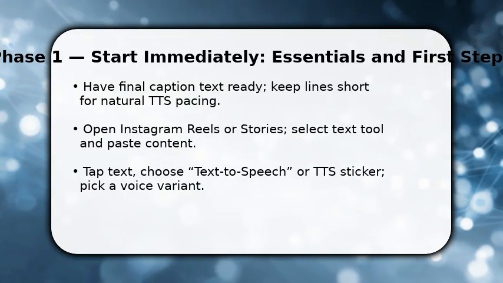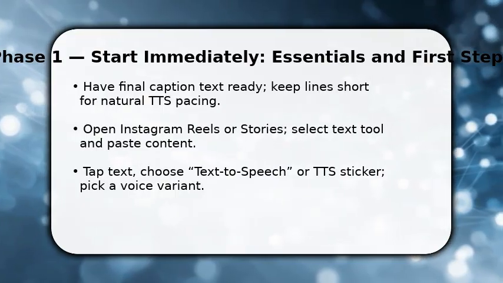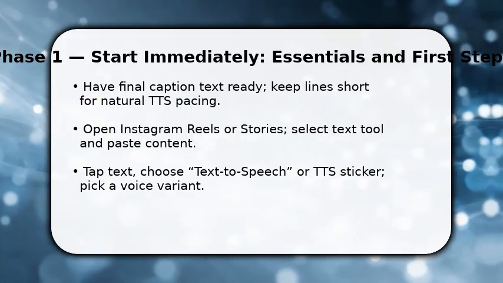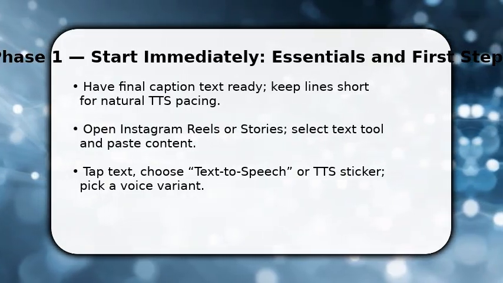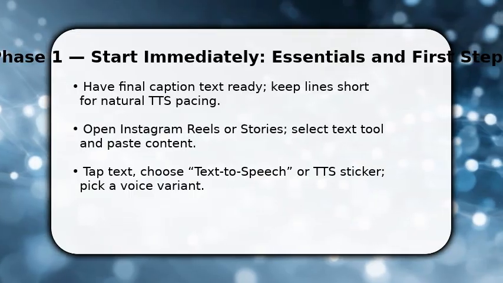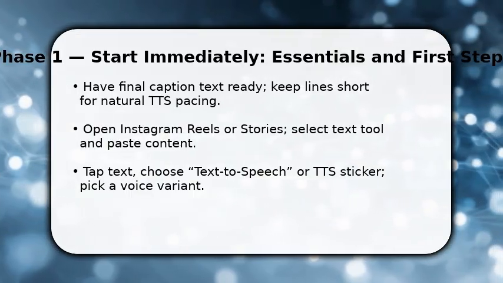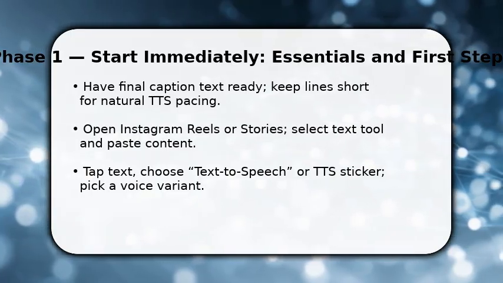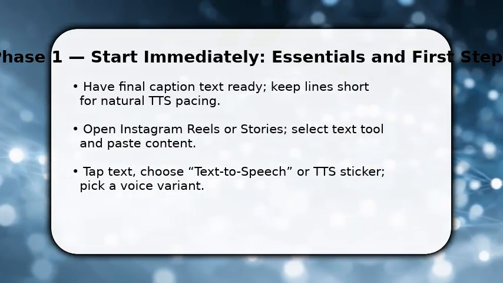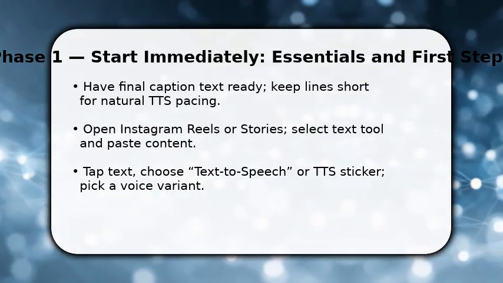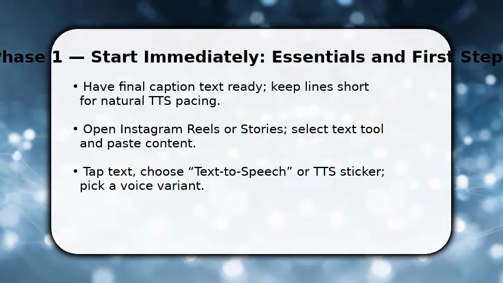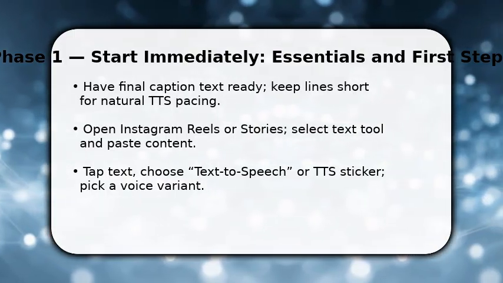You begin by preparing the exact text you want read aloud. Short sentences improve clarity. Open Instagram Reels or Stories and paste the text into the text field. This attaches words to on-screen timing. Once done, tap the text, select Text-to-Speech or the TTS sticker, and choose a voice. You're not just enabling audio, you're matching cadence to visuals, so the voice sounds intentional rather than robotic. This step sets the foundation for timing and tone later.